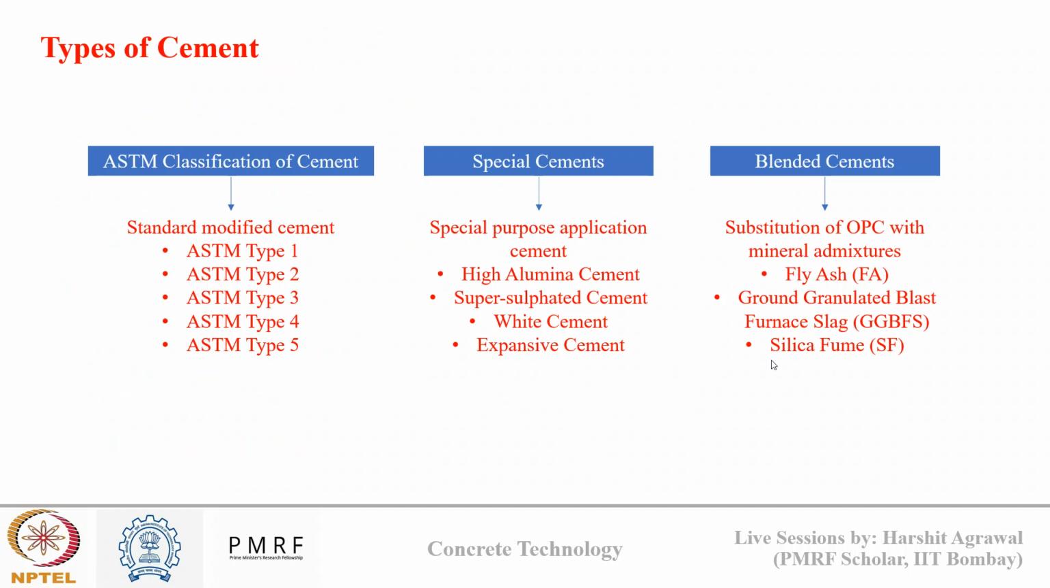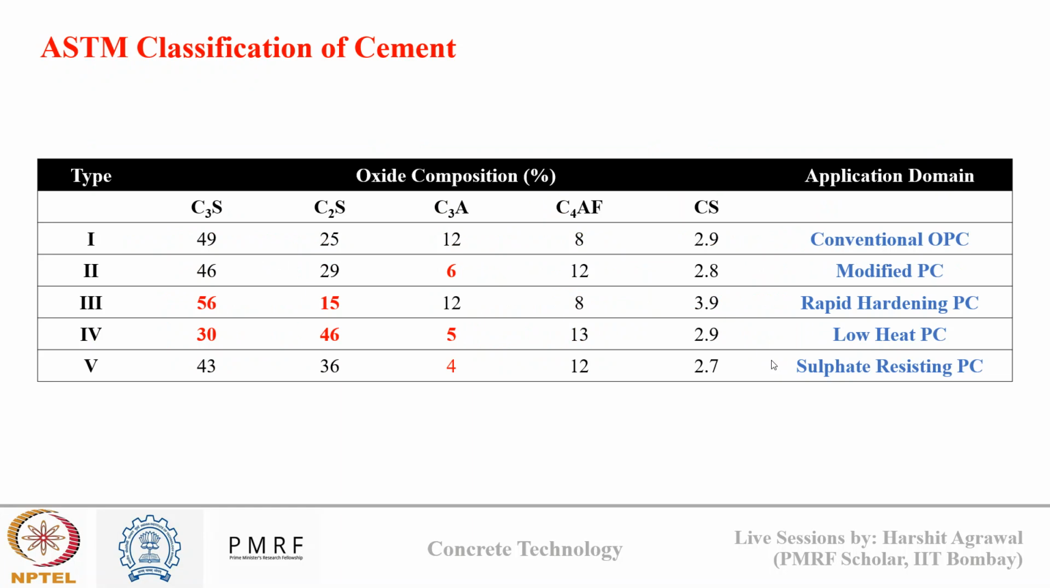In cement types, we discussed three classifications. Based on ASTM, we talked about five types of ASTM cement: type 1, 2, 3, 4, and 5. We talked about special purpose cement like high alumina cement, super sulfated cement, white cement, and expansive cement. And we talked about blended cements, where we talked about substitution of OPC with mineral admixtures like fly ash, ground granulated blast furnace slag, and silica fume. We saw the basic chemistry behind each of the types.